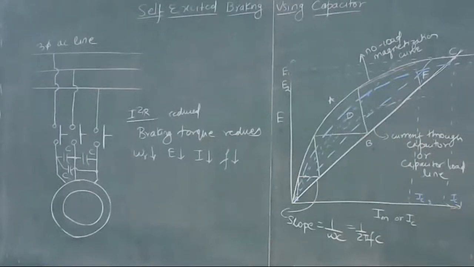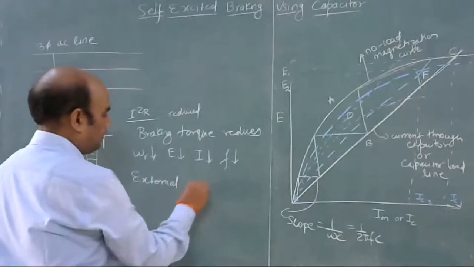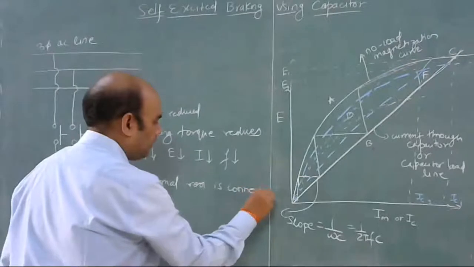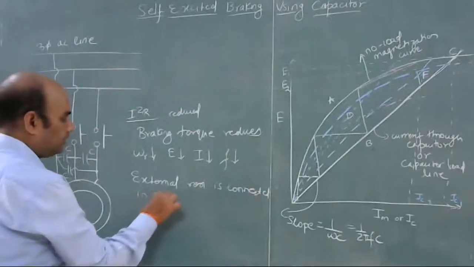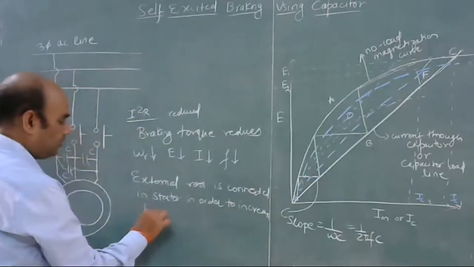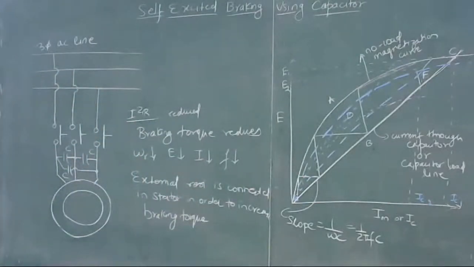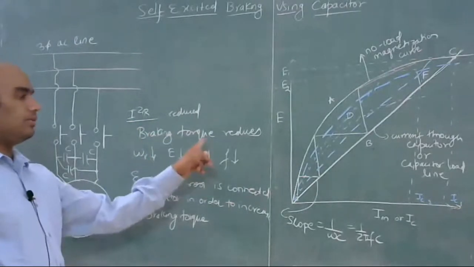Some external resistance is connected across the stator terminals in order to increase the braking torque, and you dissipate some generated energy outside the machine. This scheme is rarely used, because when braking torque is zero, speed is very high.